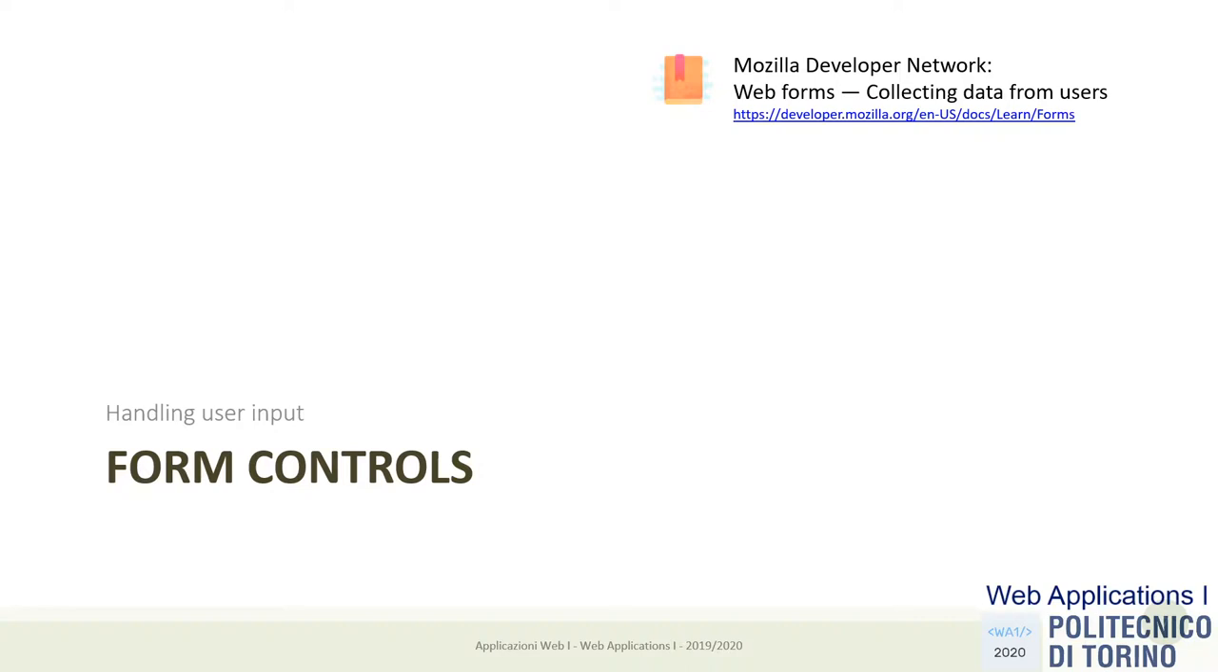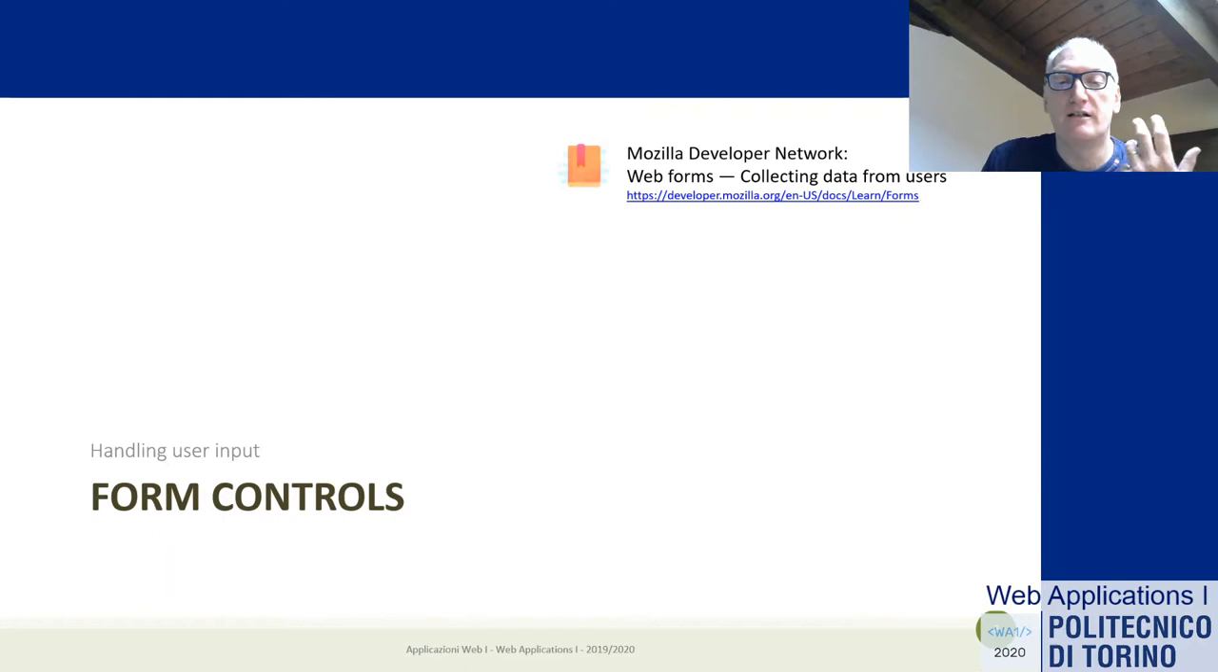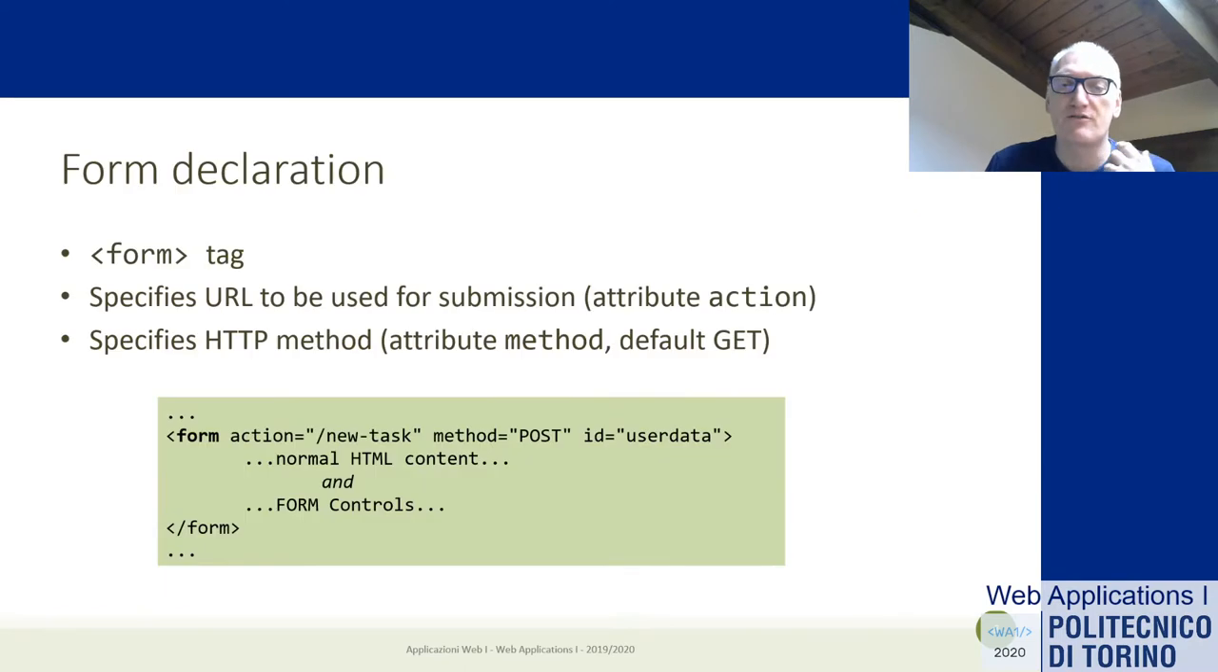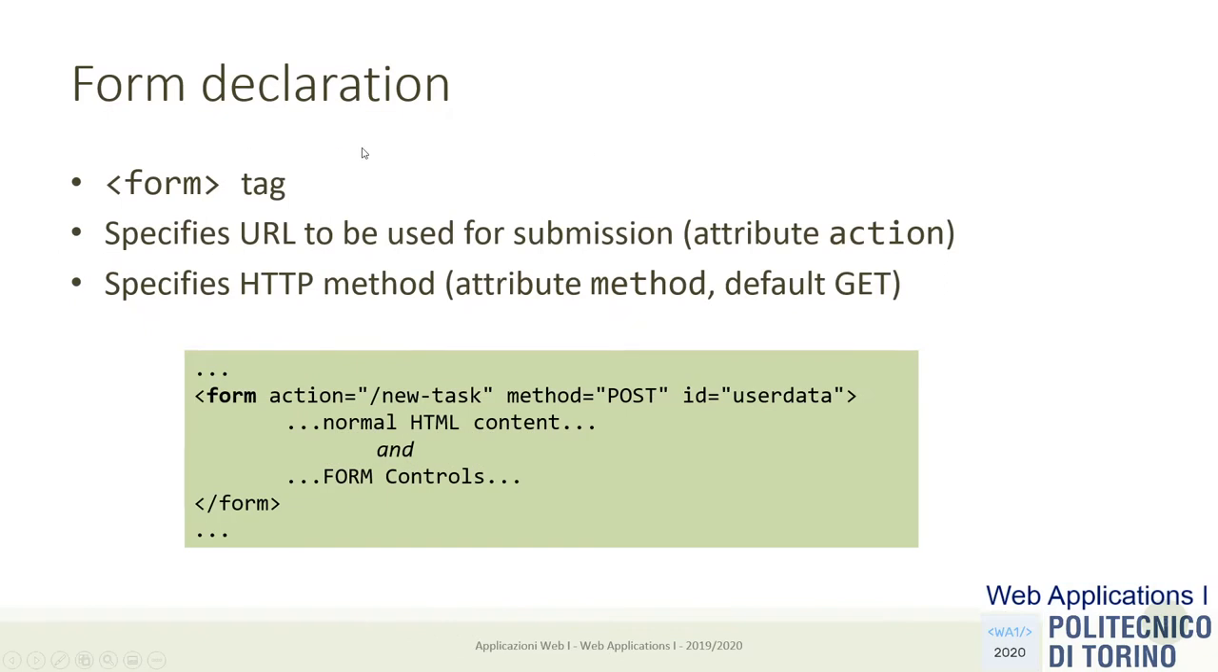A form is made of some controls, some HTML elements that compose basically the content and the instructions for how they behave. And every form is included in an HTML tag called form. You can guess it. And the form basically has two attributes. One is the URL action where the form is expected to be submitted. You can imagine that if you are dealing with JavaScript forms, we don't care about this action because we are not submitting it in any case.